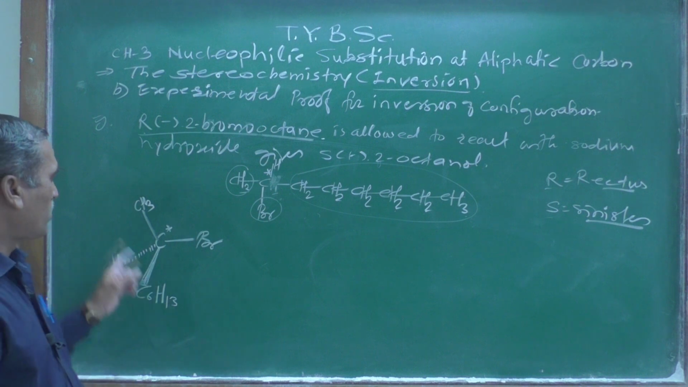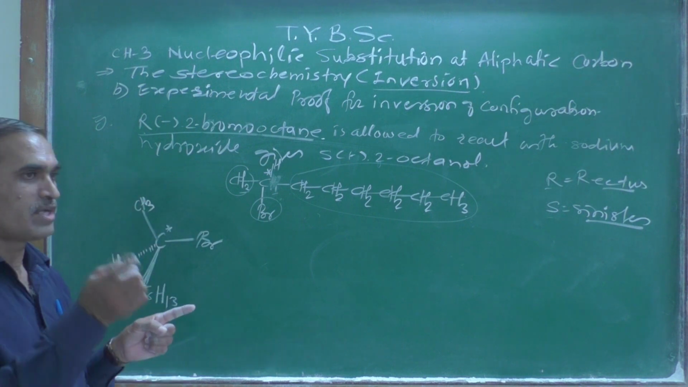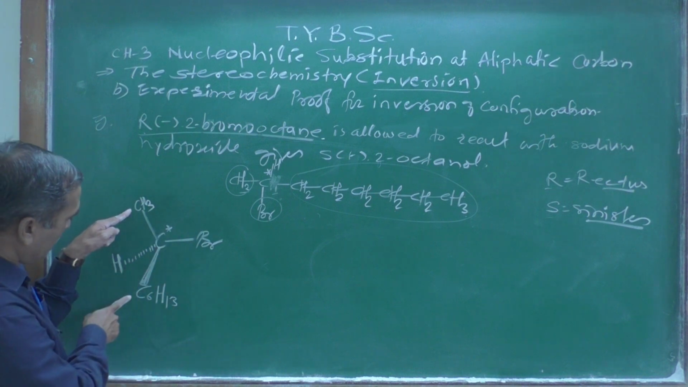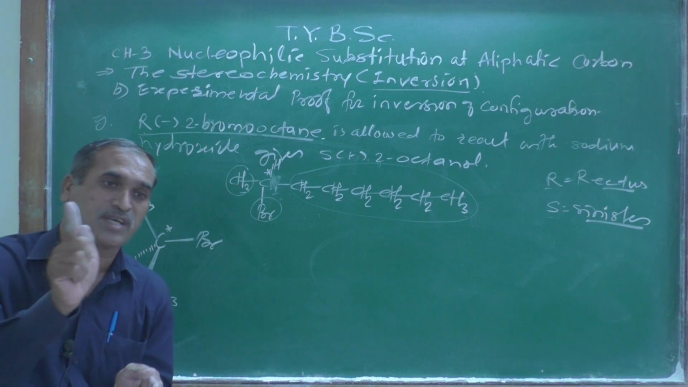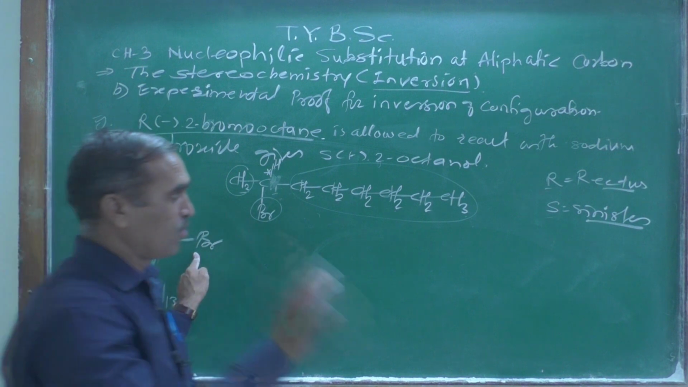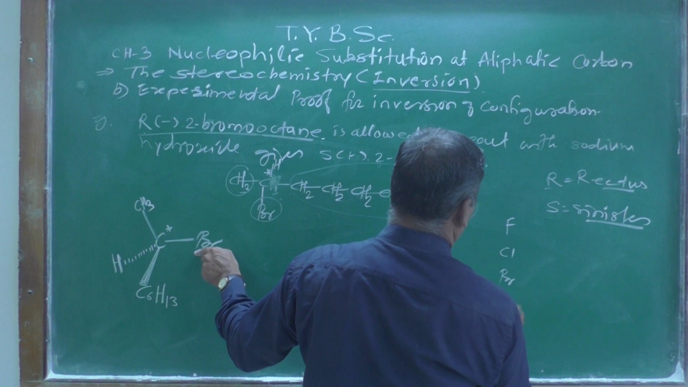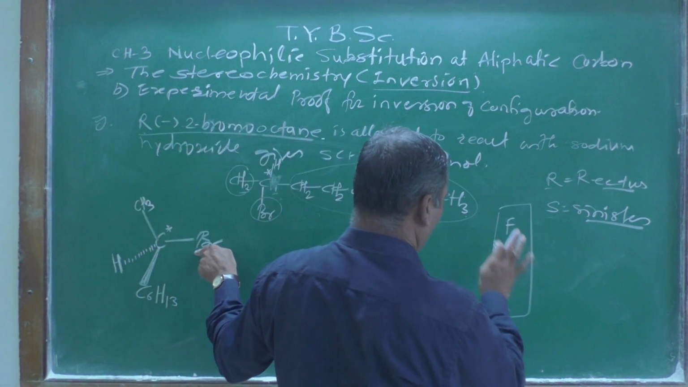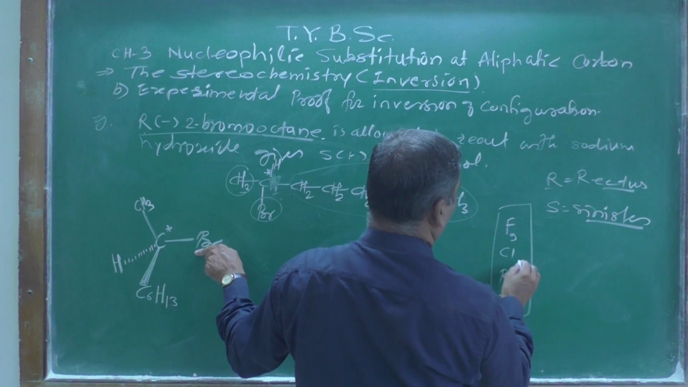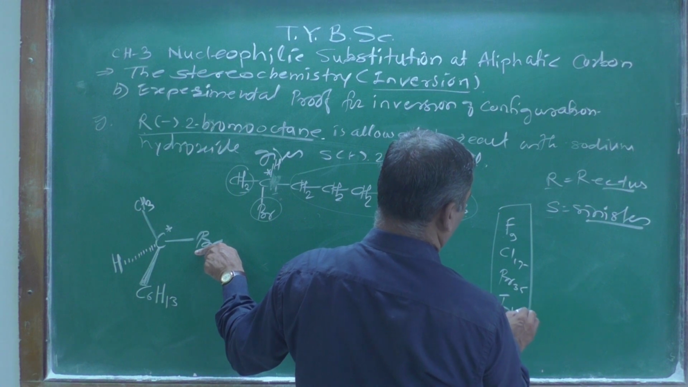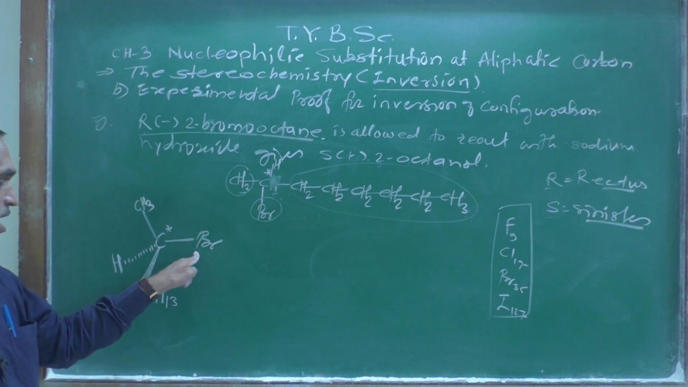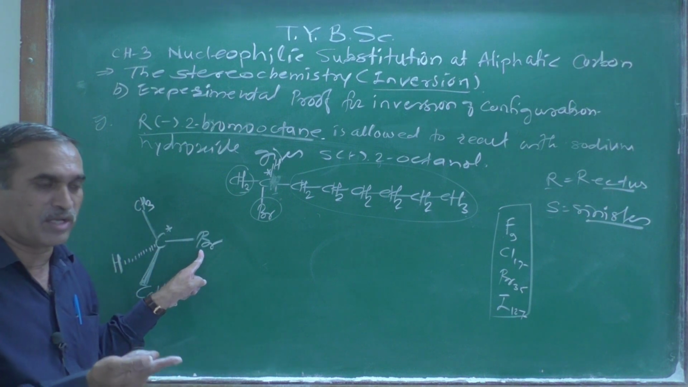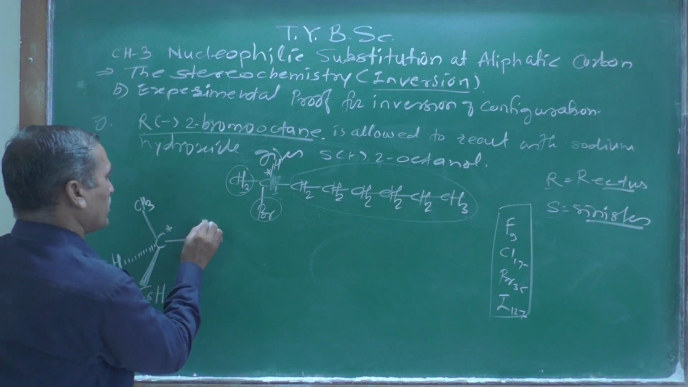Why is it R now? Look at it, there are four different groups. According to the first rule, the sequence rule, we go by atomic number. Here is a carbon atom, here a carbon atom, hydrogen and bromine. Which atom has the highest atomic number? Bromine. As we know, halogen family members, fluorine, chlorine, bromine, iodine, occur frequently in organic compounds. You should remember the atomic numbers of those halogen atoms: fluorine 9, chlorine 17, bromine 35, and iodine I think 127. Therefore, among these four, bromine has the highest atomic number, so it should get the first priority. It is getting first priority.